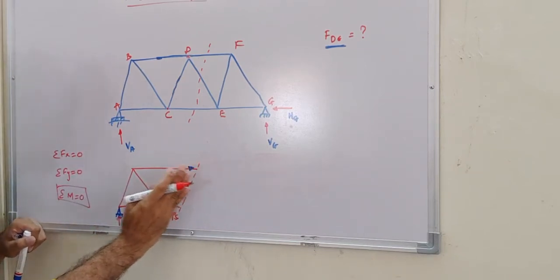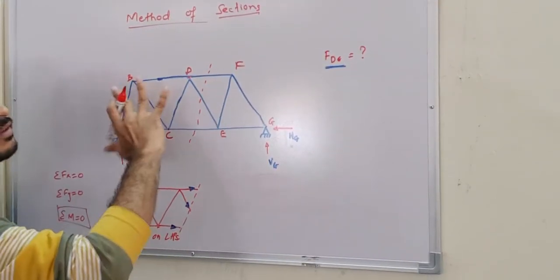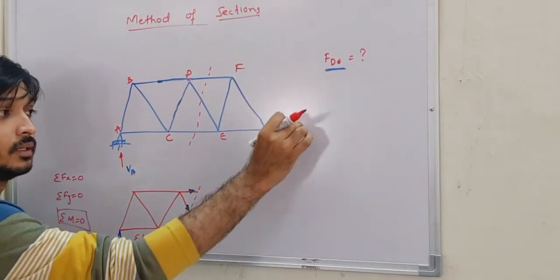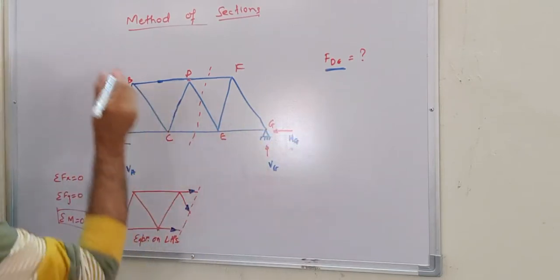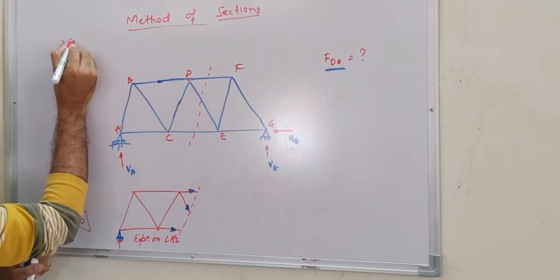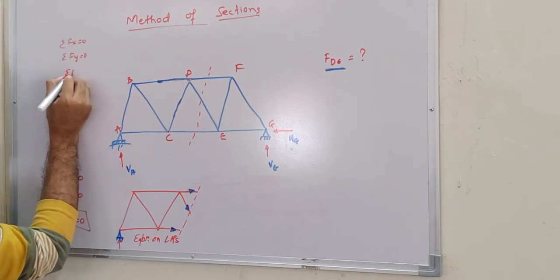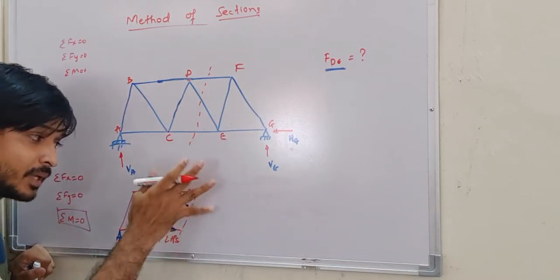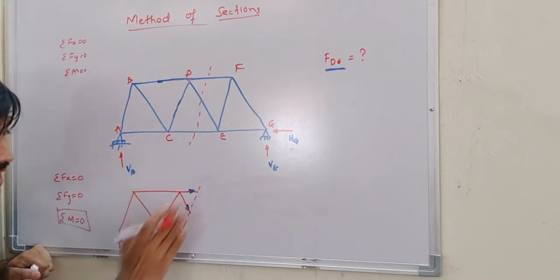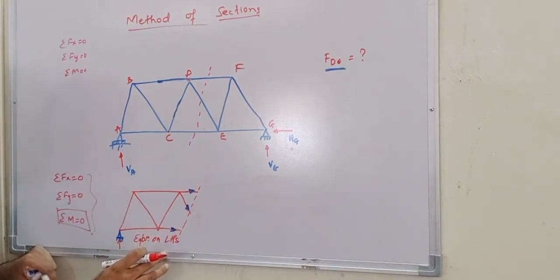Whereas here we are taking the whole section. If I want to calculate the support reactions, what are the equations I have? Summation of Fx equals 0, summation of Fy equals 0 and summation of M equals 0. Similarly, here I am taking the whole section, so I can use the same three equations to calculate the equilibrium.